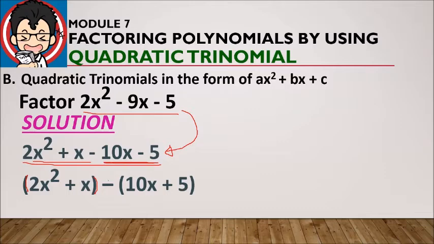O, tignan nyo ha. Negative times positive 10, that would give us negative 10. Negative times positive 5 equals negative 5. So parang binaliktad lang natin yung proseso. Kasama yan kapag nagre-regroup tayo. So you have to be careful when it comes to that.